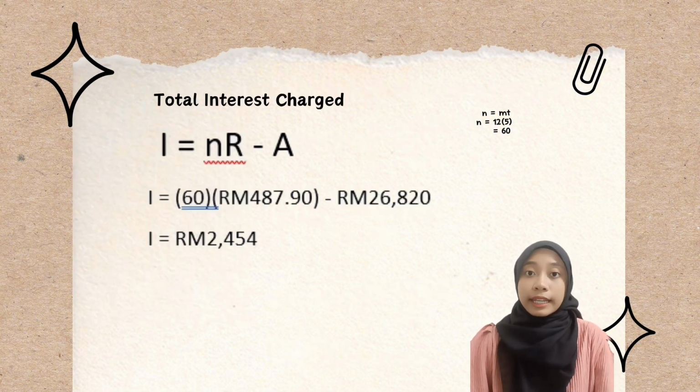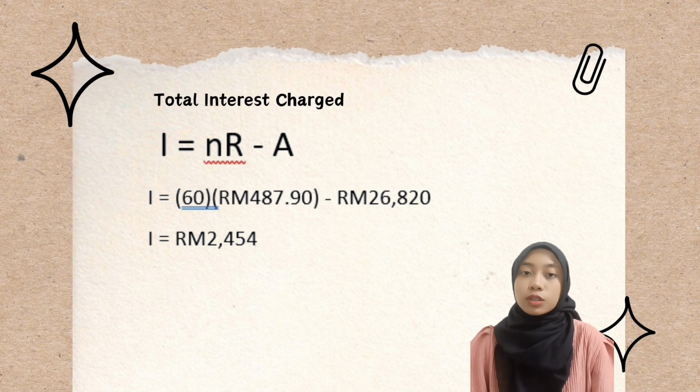Next, we need to calculate the interest charge by using I equals to NR minus A. So, I is equal to 60 times 487 ringgit 90 cents minus 26,820. And the final answer is RM 2,454 ringgit.